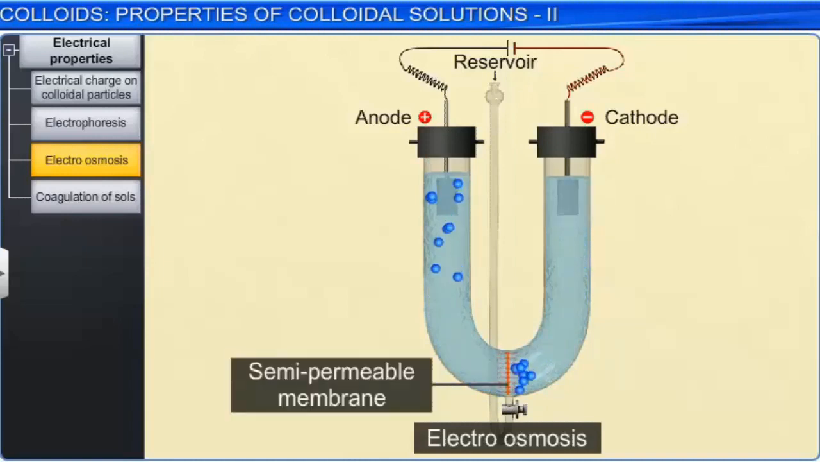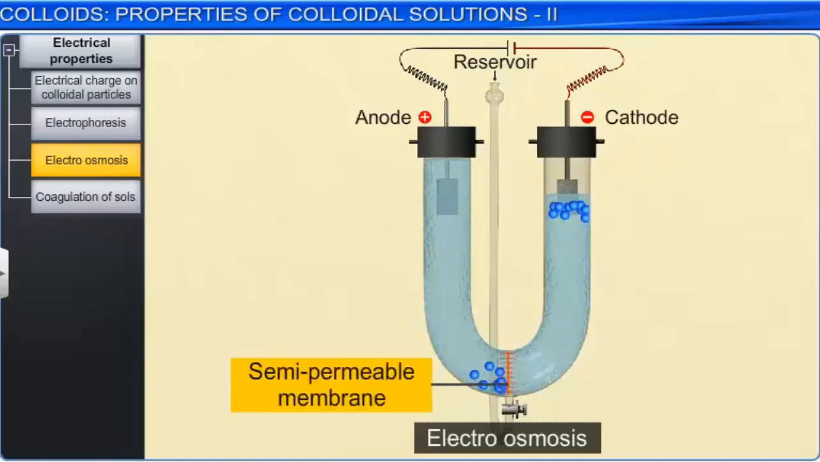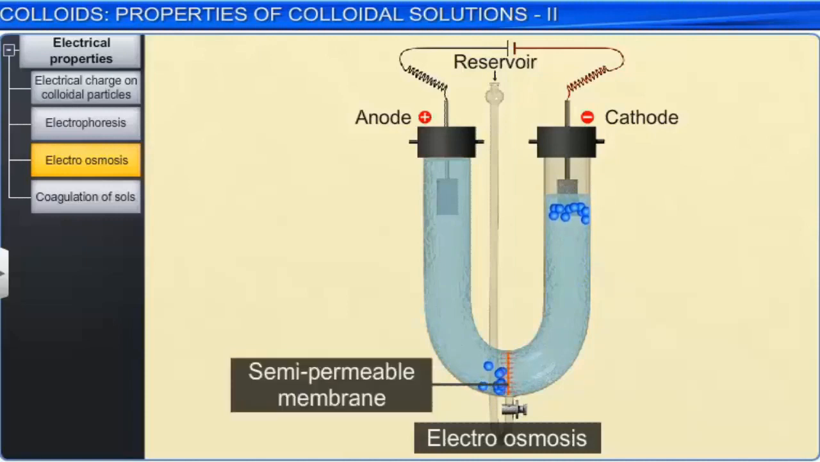Under the influence of an electrical field, the colloidal particles and the dispersion medium both have a tendency to move towards the oppositely charged electrodes. But the semi-permeable membrane does not allow the passage of the colloidal particles. The dispersion medium, however, can pass through the membrane and therefore its movement takes place.